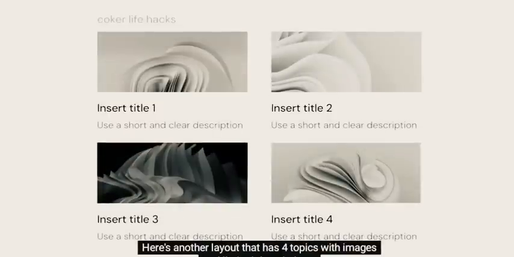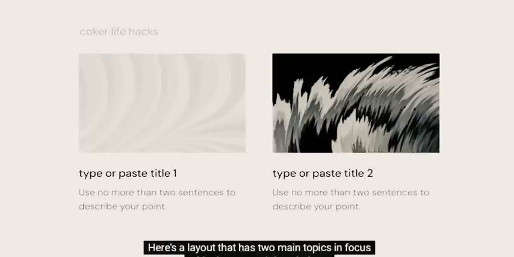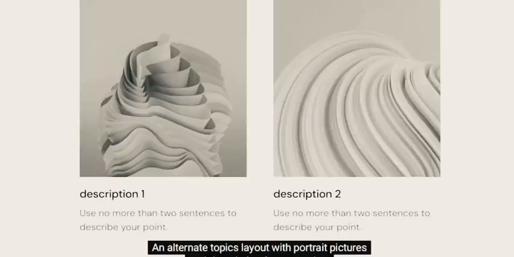Here's another layout that has 4 topics with images and limited descriptions. Here's a layout that has 2 main topics in focus with pictures and descriptions. You can use this when comparing more than one thing. An alternate topics layout with portrait pictures and description for the topics.